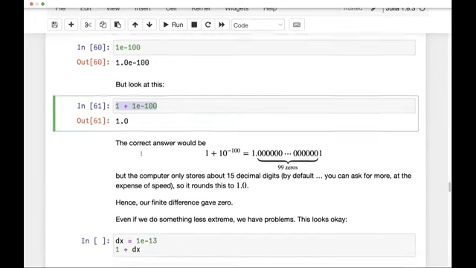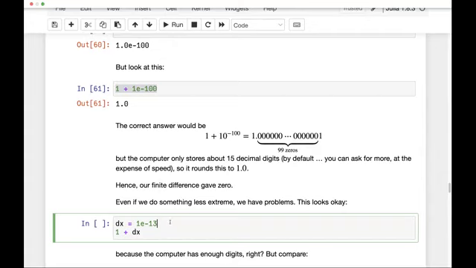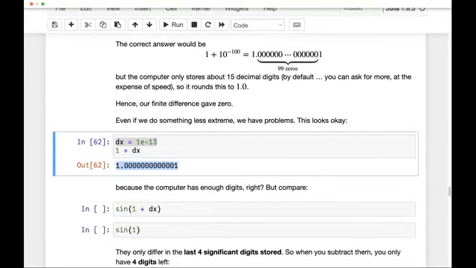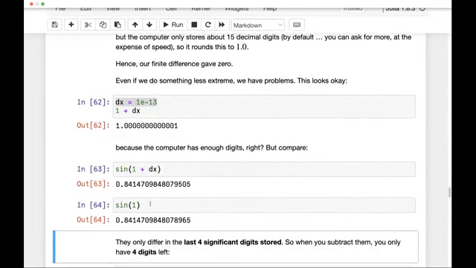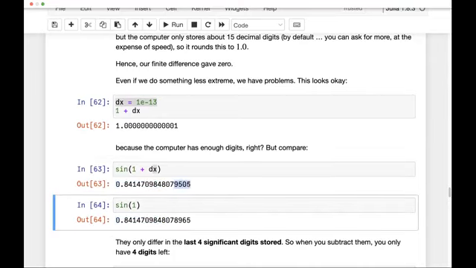So that's what it gives you. Even if you do something less extreme, if you store 15 digits, and you use 10 to the minus 13th for your dx, then 1 plus dx can be represented, right? So the computer can store this number. But if you take sine of 1 plus dx and sine of 1, you can see that, if dx is 10 to the minus 13th, they're almost the same number. This and this only differ in the last 4 significant digits.